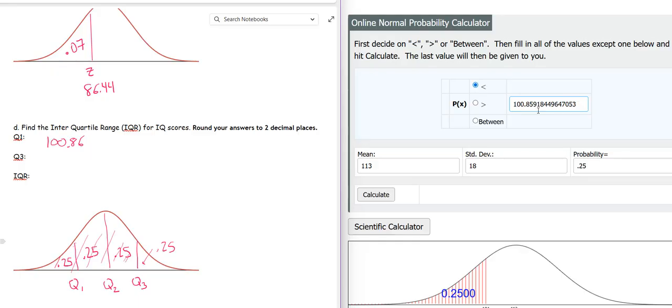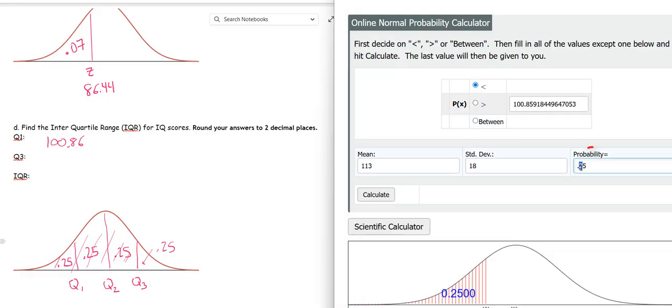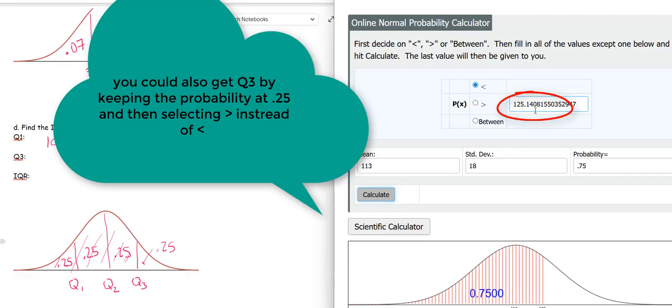For Q3, I want to enter 0.75 into the probability part of the calculator because the region completely to the left of Q3, including the other quartiles, is 0.75. So I go over here to my calculator and I switch this to 0.75, still want less than, and we hit calculate, and to 2 decimals, that's 125.14.